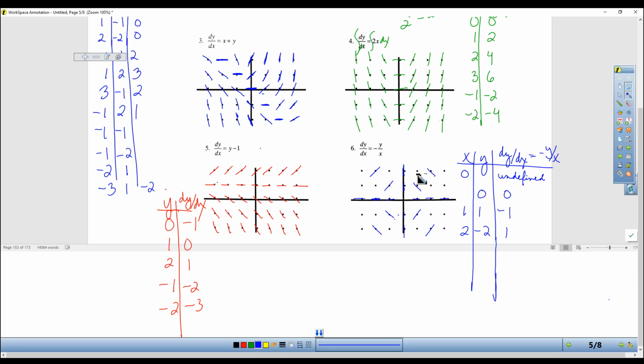So what points haven't we done? We haven't done 1, 2. So at 1, 2, x is equal to 1, y is 2, negative 2. So this is negative 1, this is negative 2. Look at that. Okay, it's a little steeper. And then going out, so this was 2, 2, that gave me 1. And if I go all the way out to 3, 2, then I'll have 2 over 3 negative, so it's shallower than 1. So it's going to look like that.